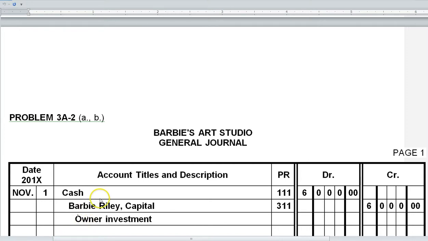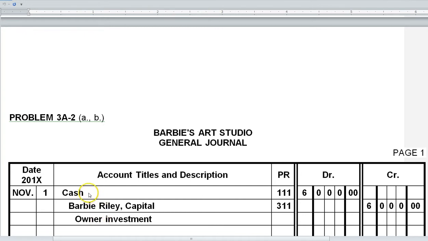Okay, folks, this is a review of the problem which you submitted for Chapter 3. At any rate, you have to turn to the appropriate page in the textbook. Bobby Riley here is the owner and invests in her art studio business, and the transaction calls for us to record an investment in the business.